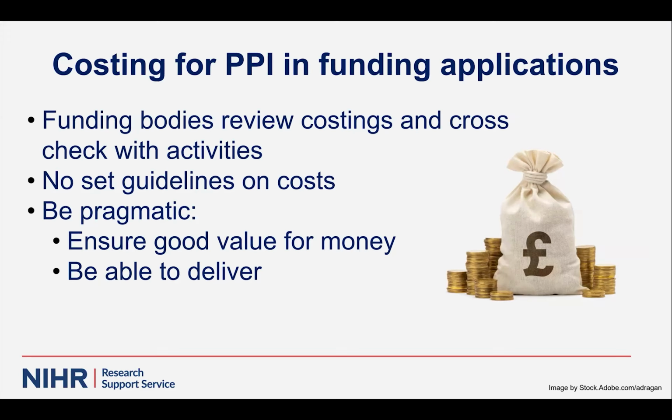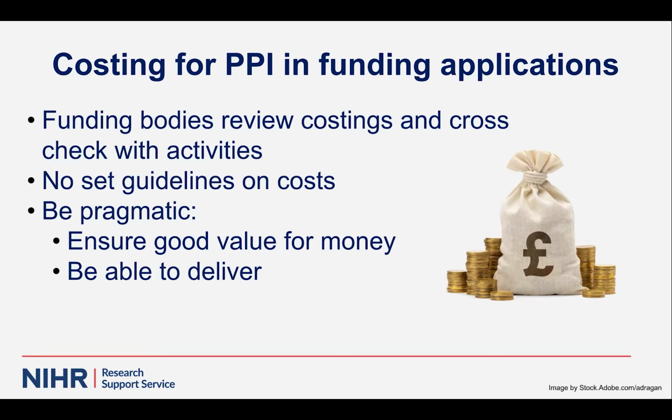There's something called a cost calculator. So if you were to Google PPI cost calculator NIHR, you will find a resource which allows you to input some of the activities that you're doing, input the costs that are associated with those, and it will help you think about all of the different things that you need to consider and come up with a broad overview of the costs.